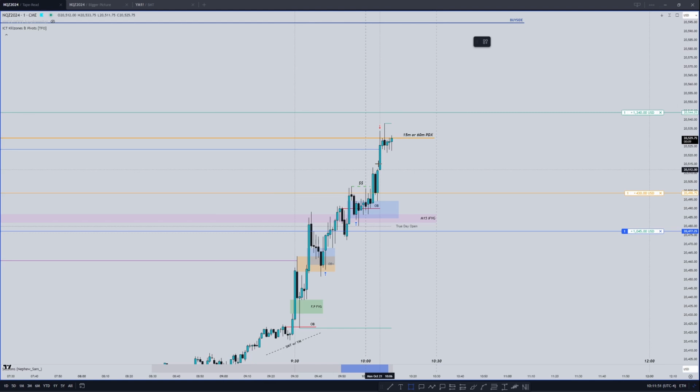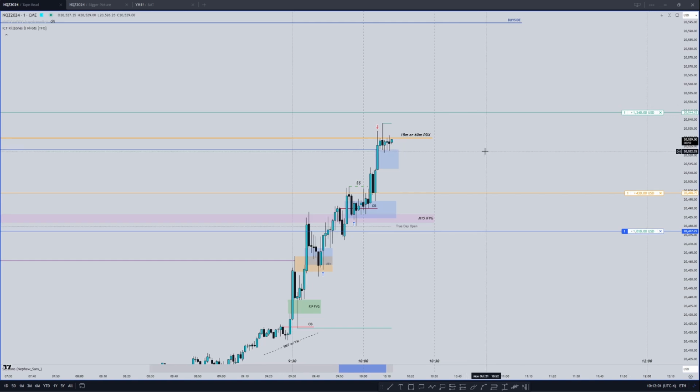So notice how we're holding this inefficiency decently well. Now we're allowing for it to return back into this order block if it's needed. So this has been ran through. That's why we don't use Asian session as a drawn liquidity typically.